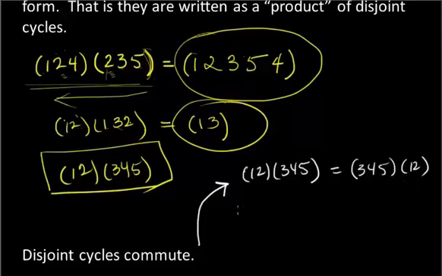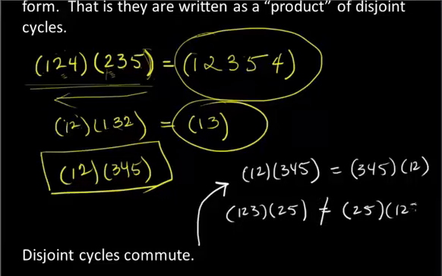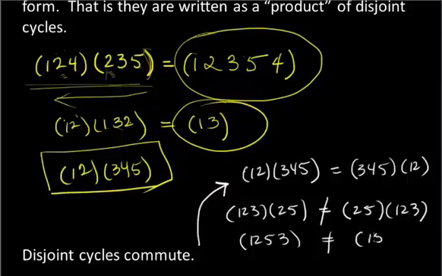But if you take (1 2 3) and multiply it with (2 5), you get, well, let's put it that way, (2 5) times (1 2 3). They're not the same. If you multiply this one on the left, you will get (1 2 5 3), and that is not what you get on the right, which is (1 5 2 3). You check that yourself.